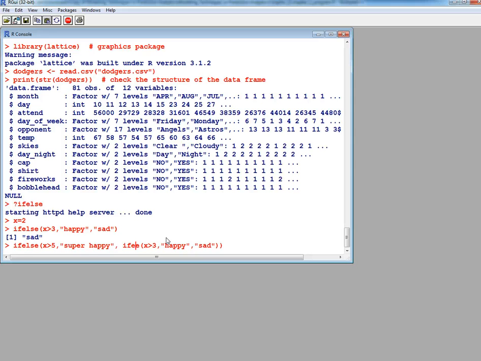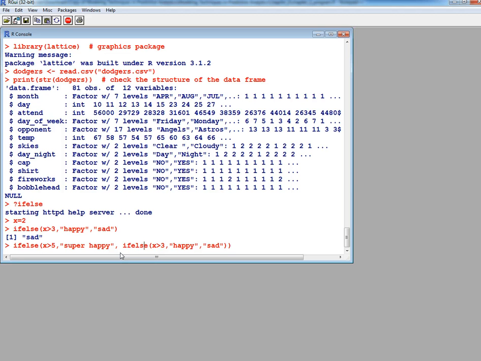Else. Right? Another if, so the third argument is another if-else statement, right? So what is that going to do? So if x is greater than 5, what's it going to do? It's going to do this, right? Super happy, right?